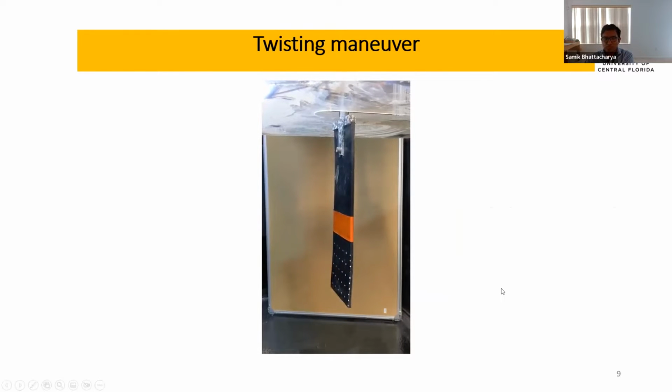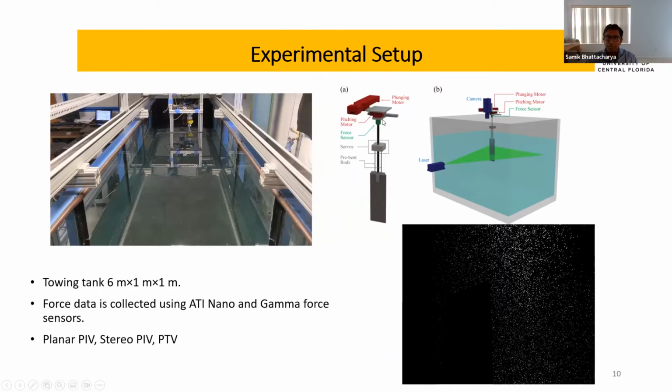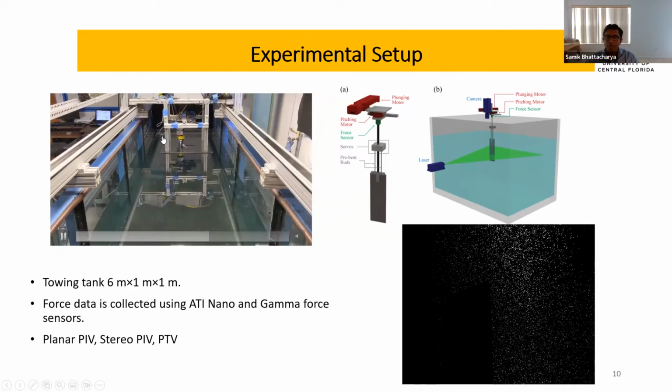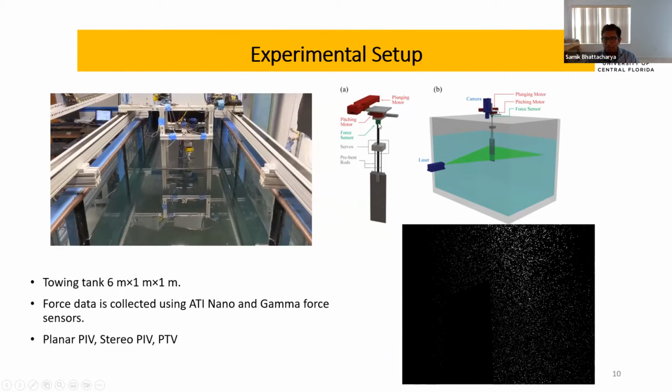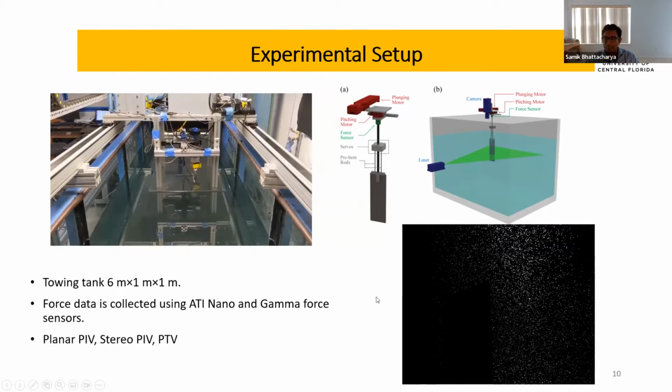With these two rudimentary morphing capabilities, we put this wing in our fish towing tank, which is a giant fish tank, 6 meters long and 1 meter by 1 meter cross section. This is equipped with multiple motors to create different types of kinematics. The pitching can pitch the wing about an axis. The plunging, as you can see here, creates sidewise motion. And we use 6 degree of freedom force sensors to measure the lift and drag on this type of wings.